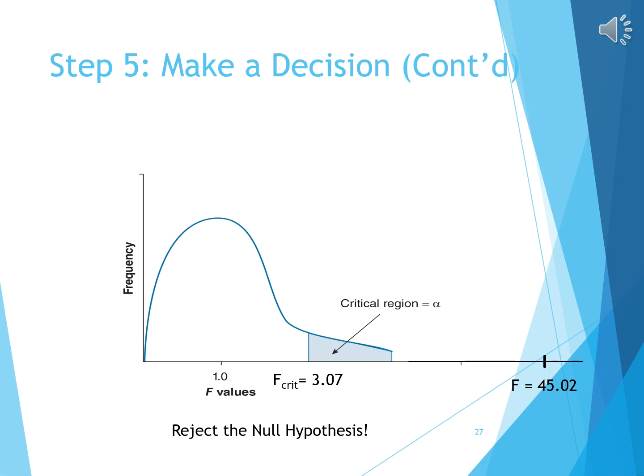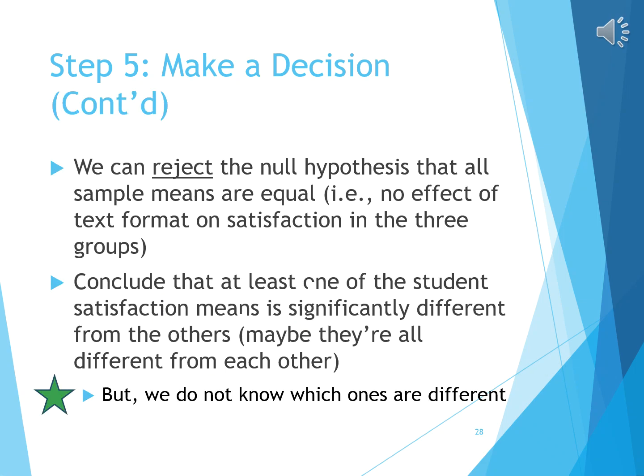That's a huge F statistic, right? And so it's way, way to the right of the F critical value, meaning that we know our observed F is going to be in that critical region, and therefore we can reject the null hypothesis. So we know we can reject the null hypothesis that all sample means are equal.